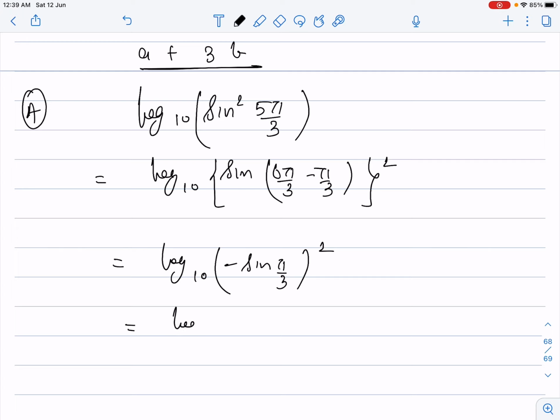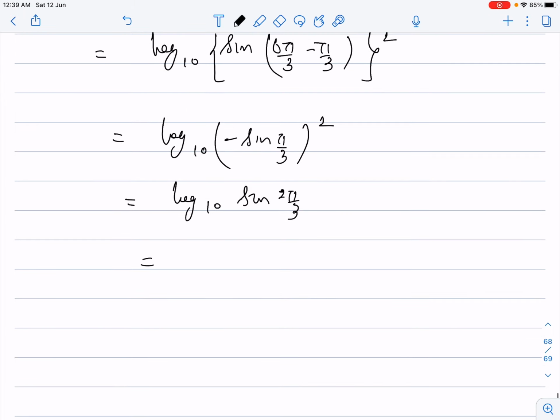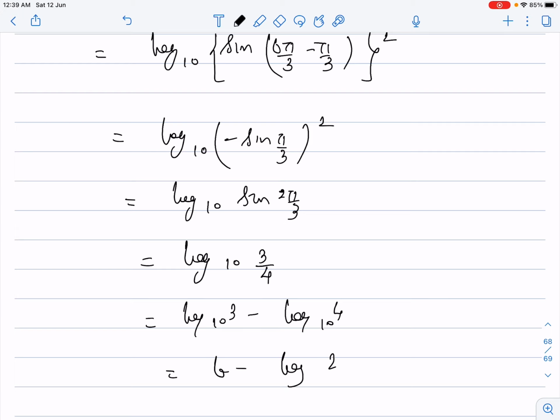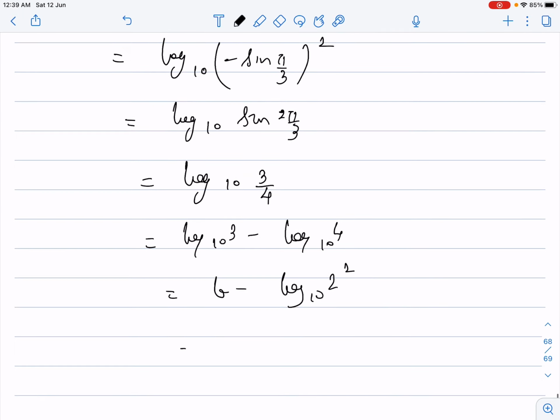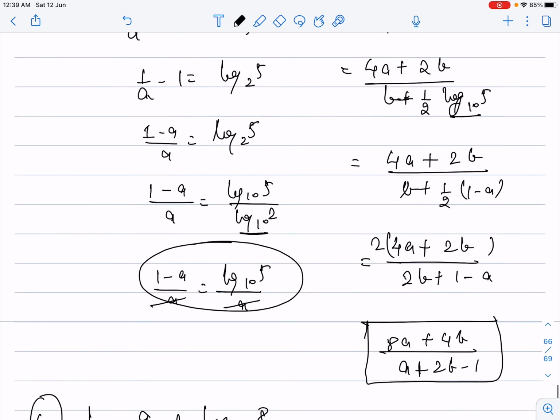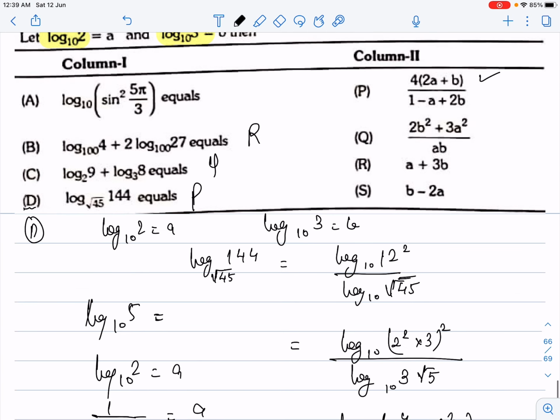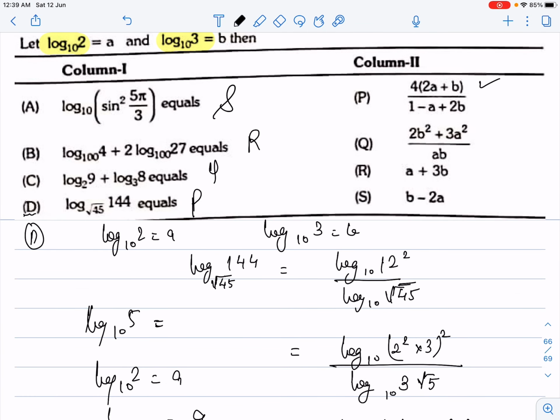So that will become log of sine square pi by 3 base 10. That means what? Log of root 3 by 2 the whole square will be 3 by 4 base 10. That means log of 3 base 10 minus log of 4 base 10. That means b minus log of 2 base 10 square of it over here. So b minus 2 times a it will be. Let's see if there is any option matching over here. B minus 2a. That means option S will be matching for part A over here.